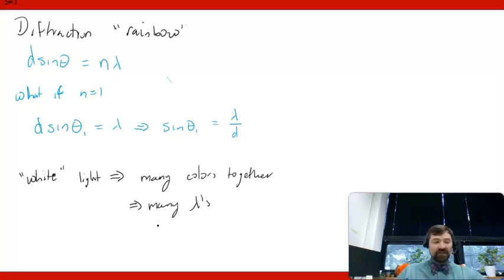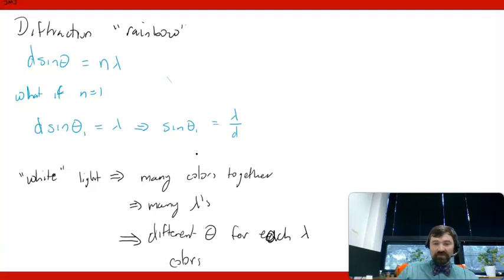d is fixed. It's how many lines per millimeter I have here, or 1 over that number. Therefore, I should get a bunch of different thetas. So this implies a different theta for each lambda. So in other words, colors spread out after passing through the grating, of course.